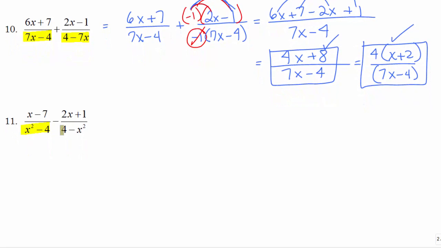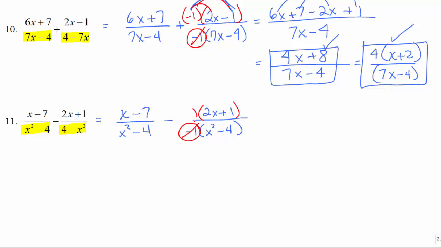Number 11, not the same denominator, but opposites. So we have minus, we have the 2x plus 1. That's going to be negative 1 times x squared minus 4. My math magic, going to move this upstairs. So keep the denominator. But now, hold on. How many minuses do I have here?